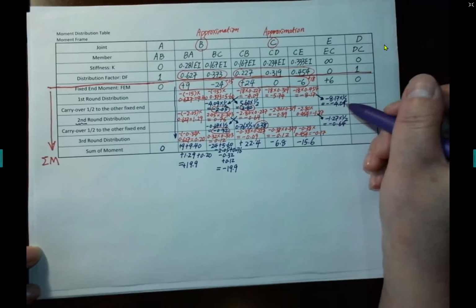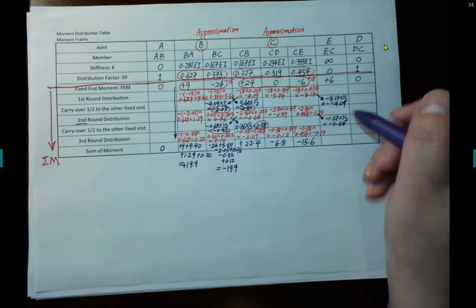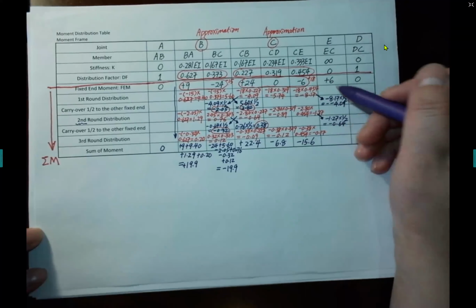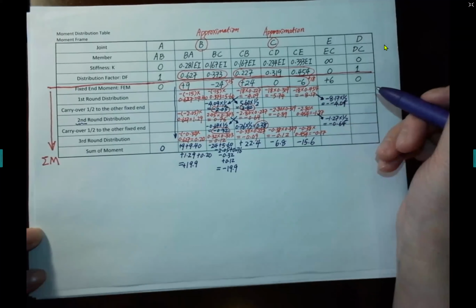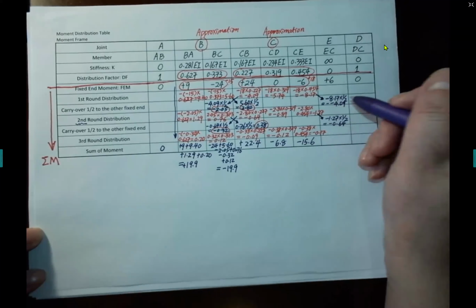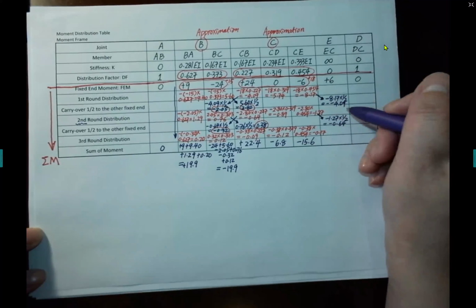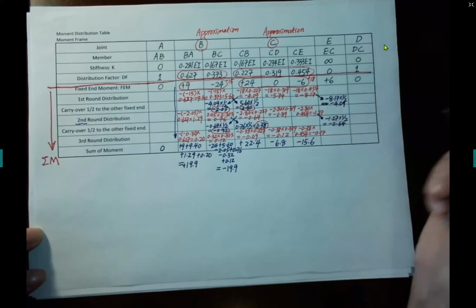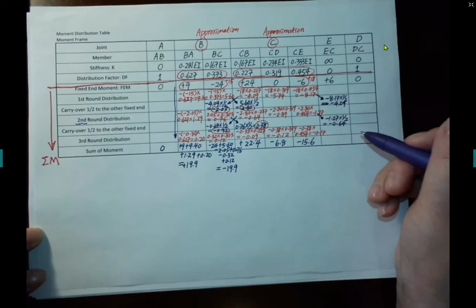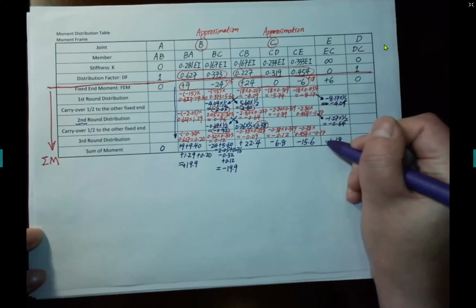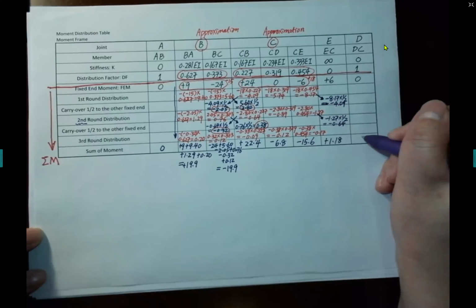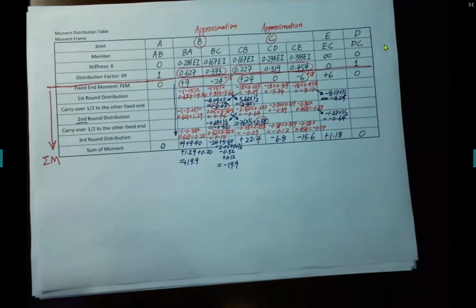And E side, we just use 6 minus 4.09 minus 0.64 and get a total 1.18 positive. And D side is 0. And we can do a quick check.